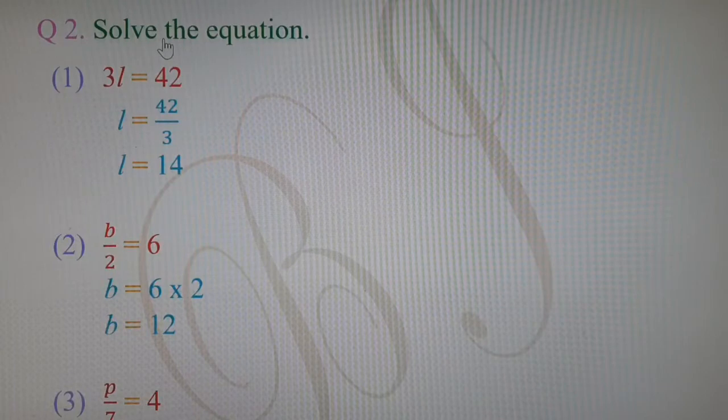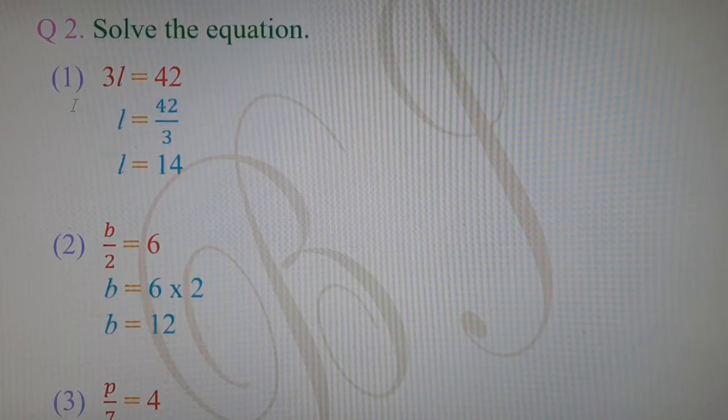Here also we have to solve the equation, but in the textbook it is given as: give first the step you will use to separate the variable and then solve the equation. So we have to show the steps and then solve the equation. So we are already solving the equation. For solving the equation, we already have to show the steps. So here we'll start the first question.